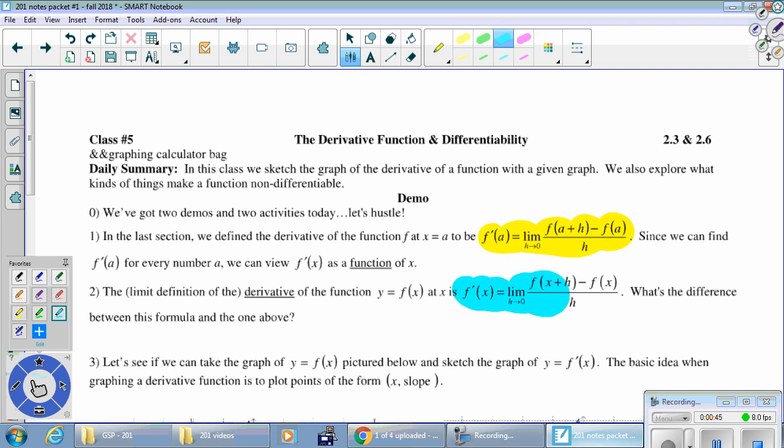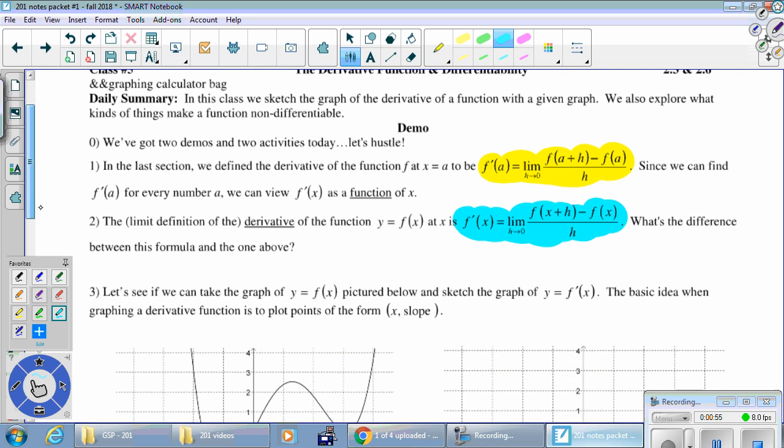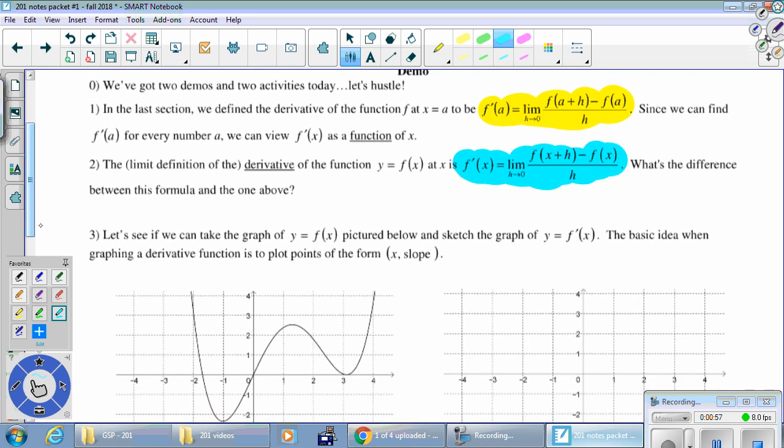The only change is that the specific number a, where we were focusing our attention, has become a more general variable x. And so if you can find a derivative at a point, then we can generalize that and think about finding the derivative of a function at every point.